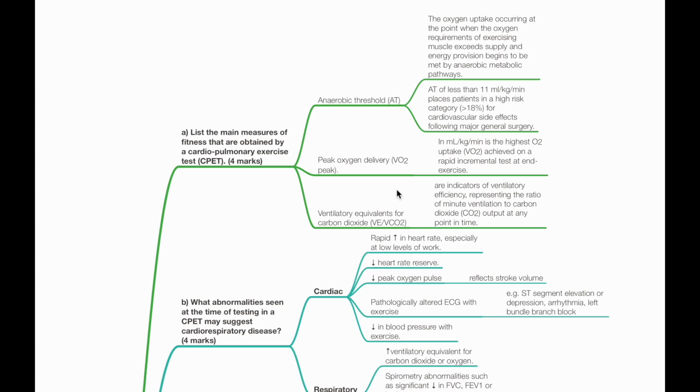VO2 peak in mL per kg per minute is the highest oxygen uptake achieved on a rapid incremental test at the end of exercise. Ventilatory equivalent for carbon dioxide are indicators of ventilatory efficiency, representing the ratio of minute ventilation to CO2 output at any point of time.